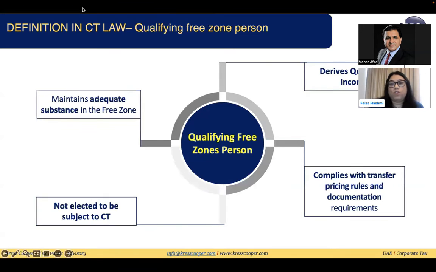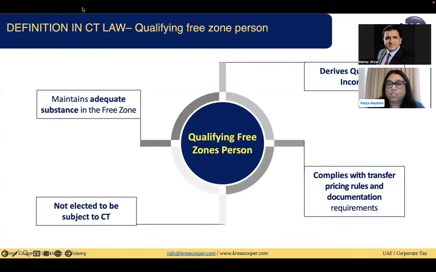So qualifying free zone person had also been defined in the law at that time, and then the information we had was that somebody who maintains adequate substance in the free zone. What is adequate substance had not been defined. That derives qualifying income, that had also been given in the law, but again, what is qualifying income was not defined in the law at that time.